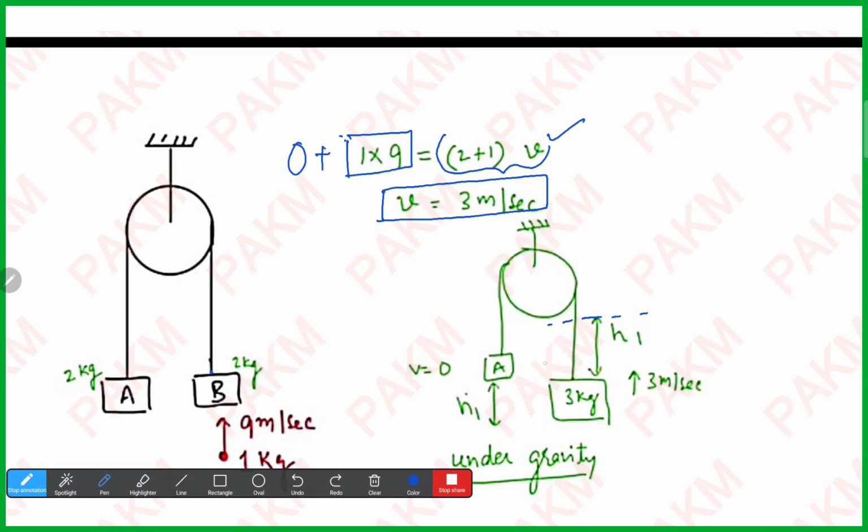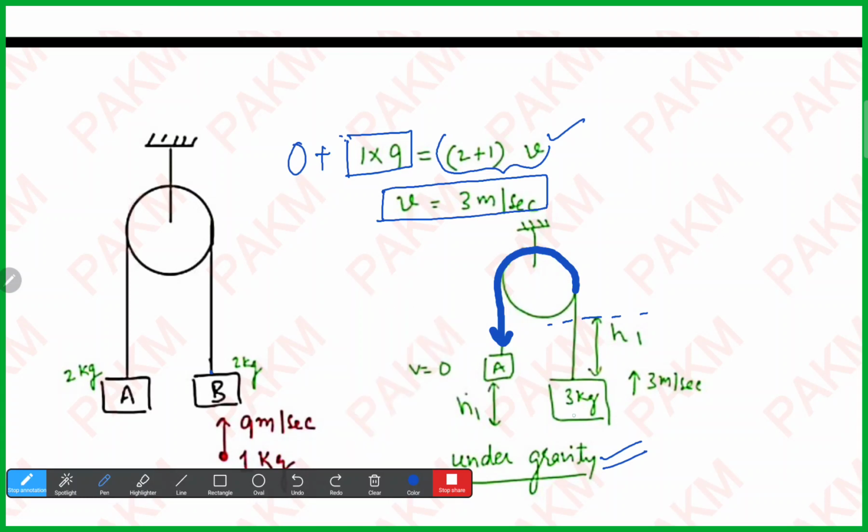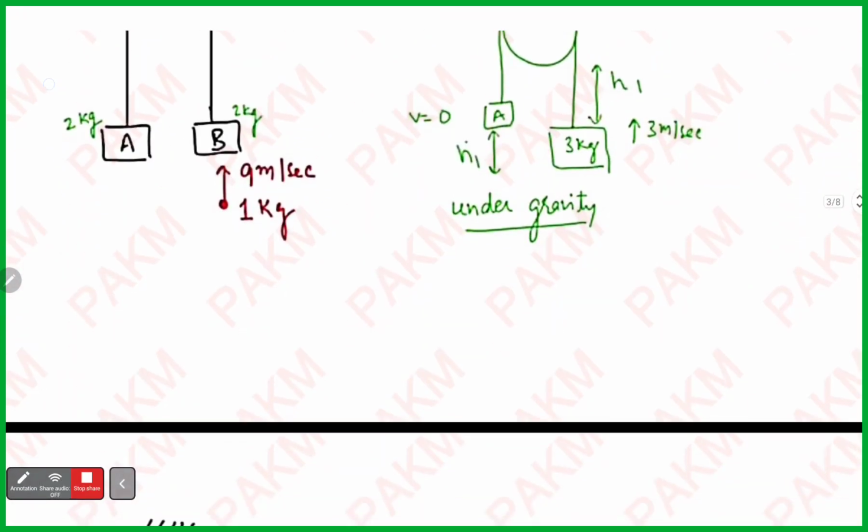It will move some h1, the same h1, downward under gravity. This will actually be free fall, because once it got hit, the string got slackened, and once the string got slackened, it is released to A. So under this situation, the motion will be done under gravity. Let's calculate what is the height h1. It will be traveled by the 3 kg mass with initial velocity 3 m/s, and since A's velocity is 0, it will free fall. So let's make an equation.